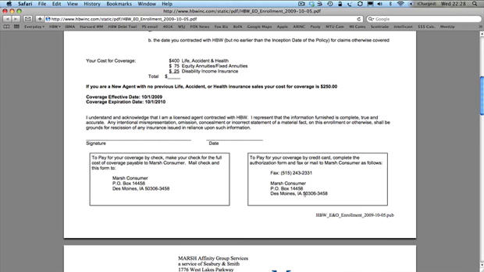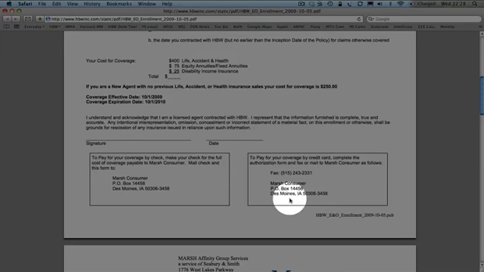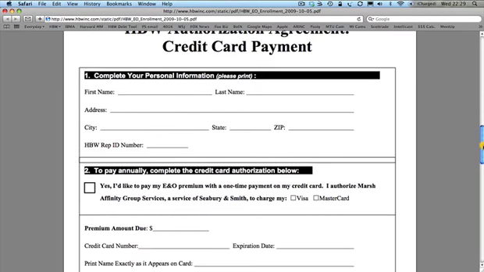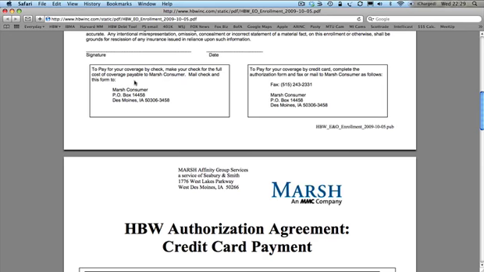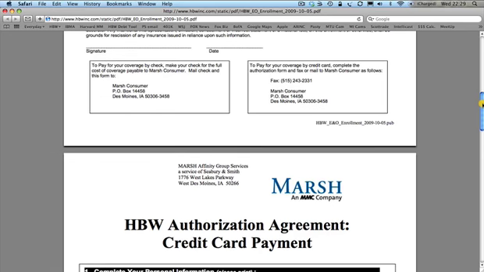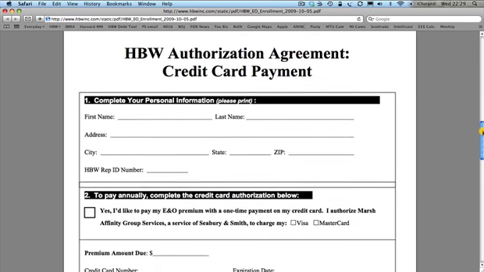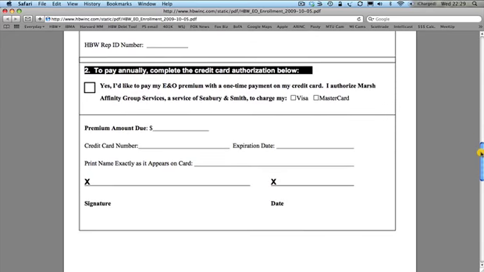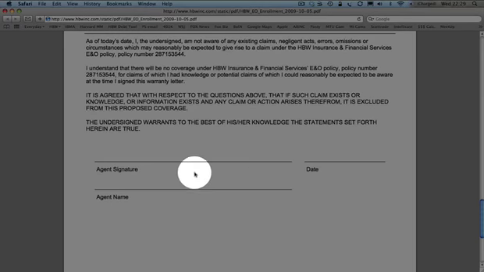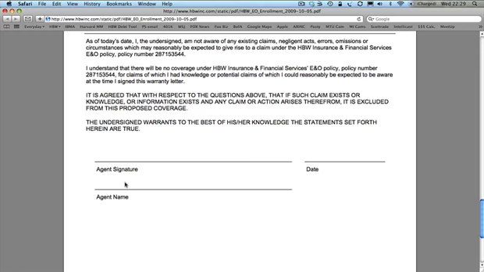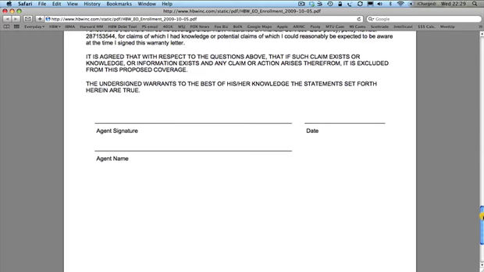You'll notice that you are going to fax this to Marsh, who is the E&O insurance provider, and you'll also need to pay for this by credit card. You can pay for it by check, and you'll mail a check here, but I don't recommend you do that. It's too complicated. Things get lost in the mail. Just pay for it with your credit card by filling out this form here. And then you'll sign this form here with your signature, your name. Again, see that agent name is where you're going to print your name. Remember that stamp we talked about earlier, coming real handy here, and date it.